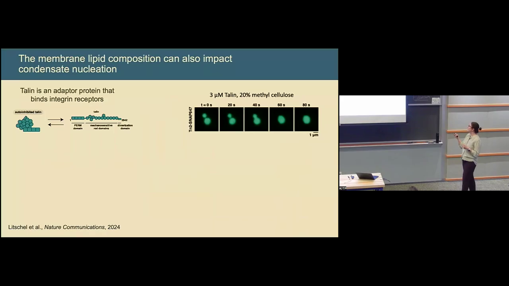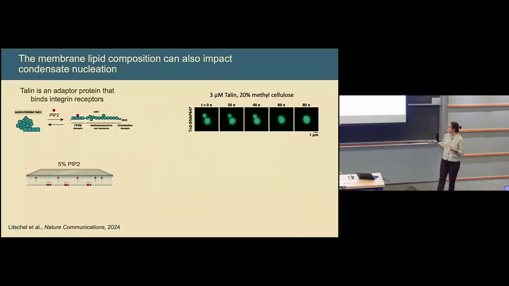So here we have 3 micromolar talin, which is pretty high, non-physiological concentrations, and 20% methylcellulose as a crowding agent to force this protein to form condensates. But the interesting thing is that one of the things that favors the open conformation is binding of talin to the lipid. PIP2 binds to this FERM domain, and that helps to stabilize the open conformation. So the presence of this lipid can shift the conformational equilibrium towards the open conformation.